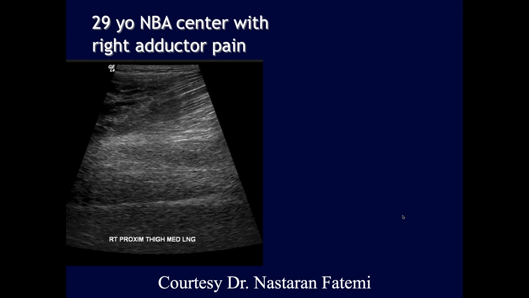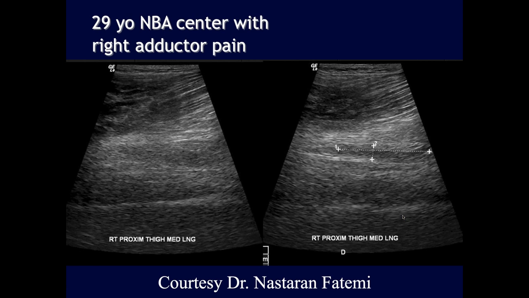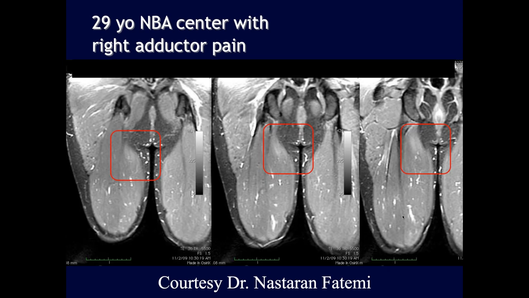NBA center with right adductor pain. So here's an ultrasound. It says right proximal thigh. We could see some muscle fibers superficially, and then underneath there's this hypoechoic collection, which is then measured on the next image. So this is like a muscular strain or tear with probably a small hematoma within it.